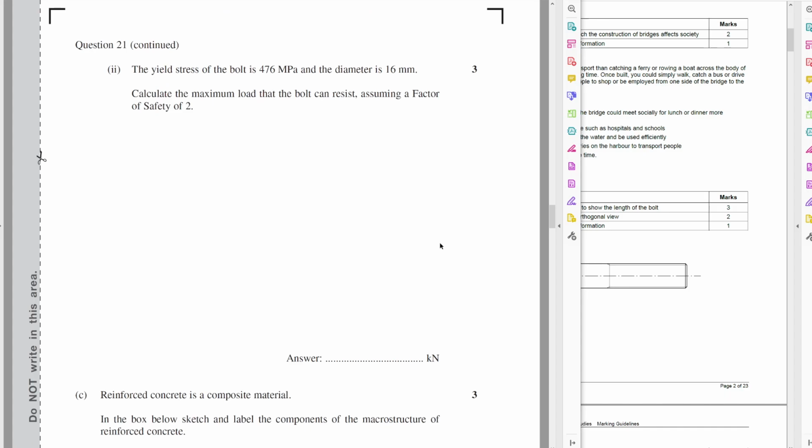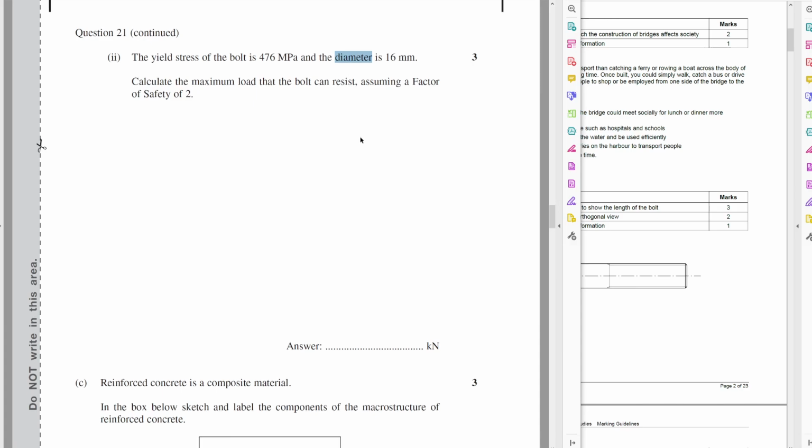Okay. Yield stress of a bolt is this, the diameter is that, the factor of safety is 2. If you're ever seeing something like stress, I was talking to a student and she didn't know what to do. Well, if they've given you stress and a diameter, it's pretty easy what you're looking at. They're not saying if the bolt is under double shear or anything like that. What they're saying in this case is that the bolt has a factor of safety of 2. So we're going to get an answer in kilonewtons and then we're going to halve it. That's how we approach that question.